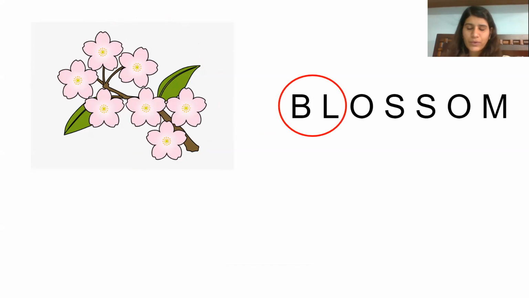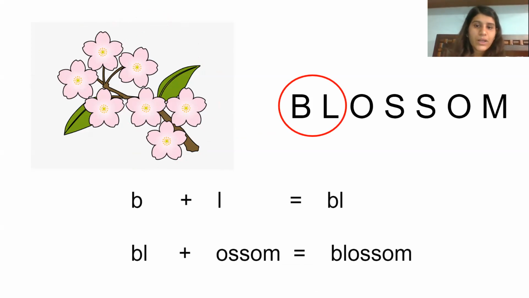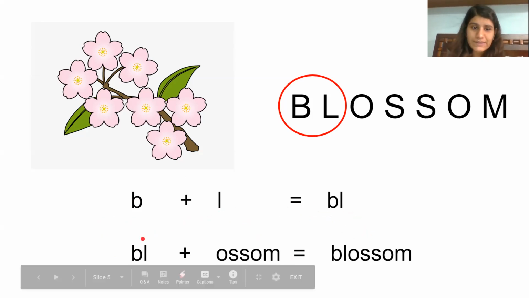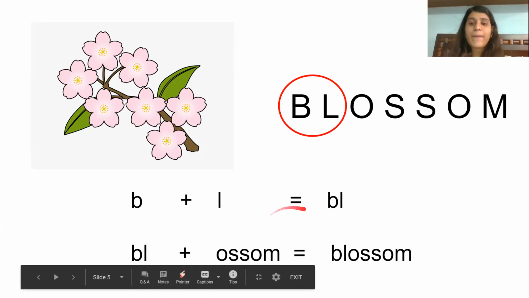Blossom. Let's see how it was made. B, l, bl. Bl, awesome, blossom. See, listen, repeat. Bl, awesome, blossom. One more time, listen. Bl, awesome, blossom. Now repeat. Now say it faster. Bl, awesome, blossom. Great job.